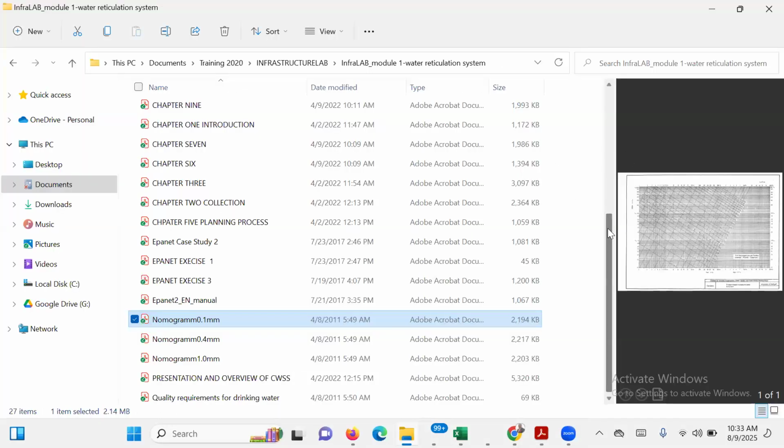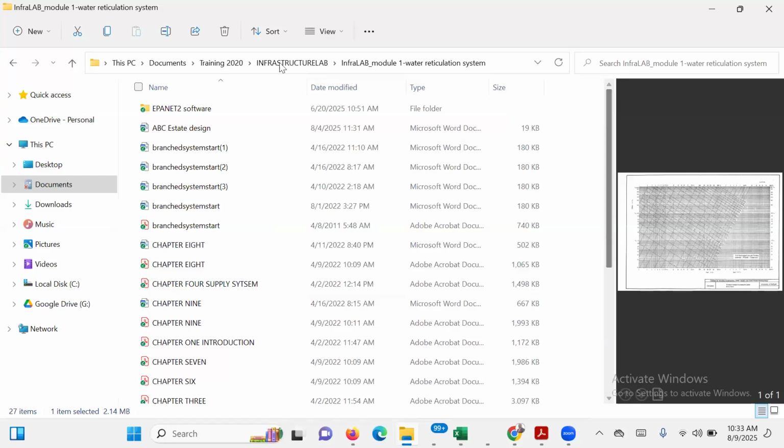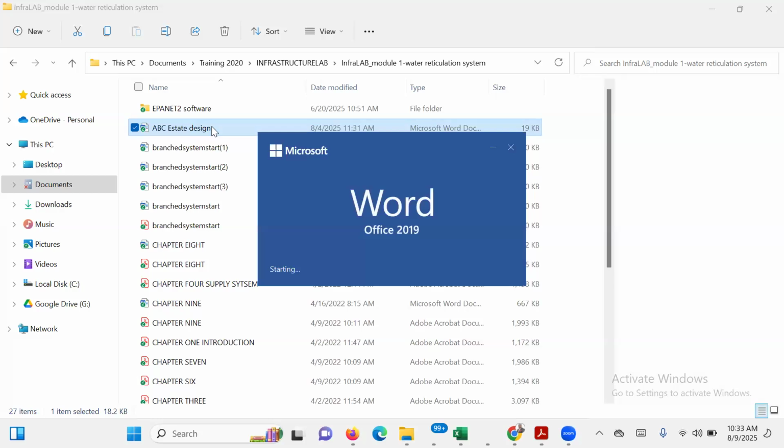I want you to open the one we've done last week, the ABC estate design. Just open it, it's a Microsoft Word.